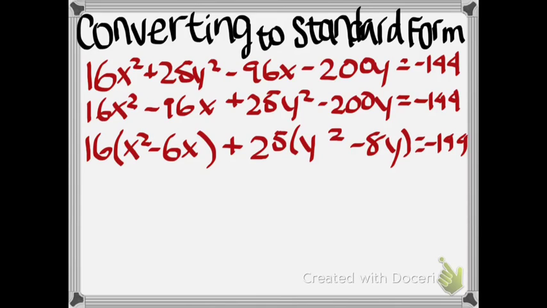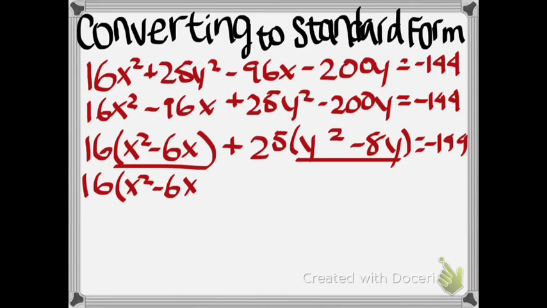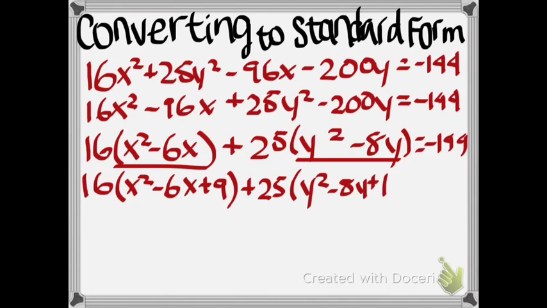So to get this into standard form, we need to use completing the square. So we need to complete this square and this square. So it becomes 16 times x squared minus 6x, and then add 9, because half of negative 6 is negative 3, and then that squared is 9. Then you add 25 times y squared minus 8y plus 16, because half of negative 8 is negative 4, and negative 4 squared is 16.